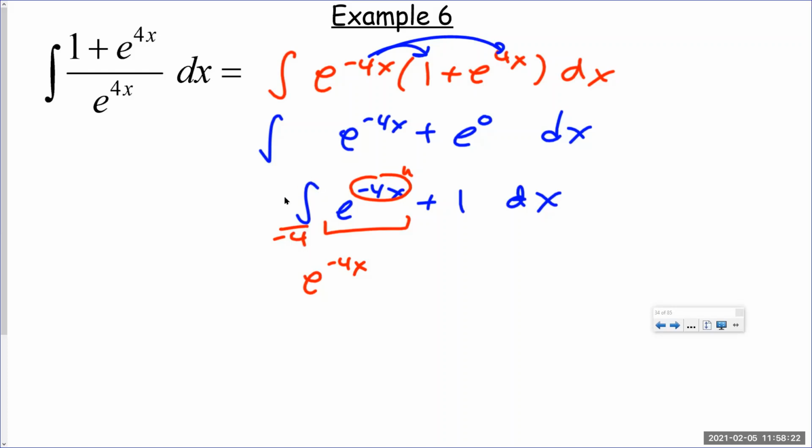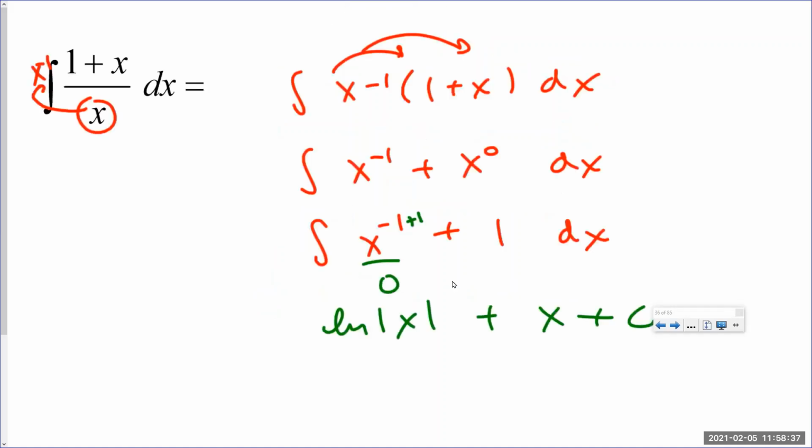Do my x's cancel out right here? Yes, but what does it cancel out to? Negative 1/4. Very nice. So hopefully you can do this. What's the integral of 1? X. Don't forget, Charlie. Okay. All right. Let's look at this one right here.